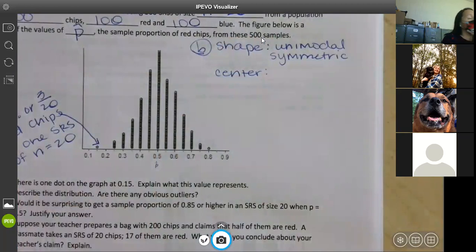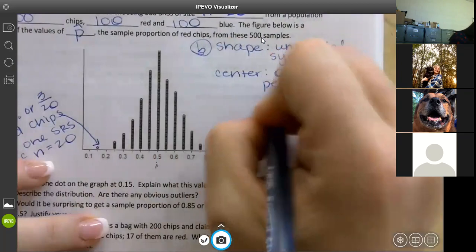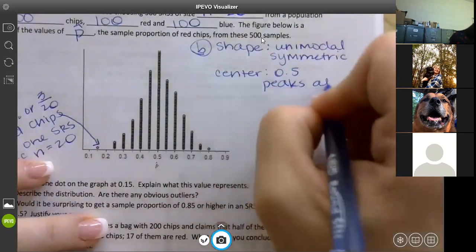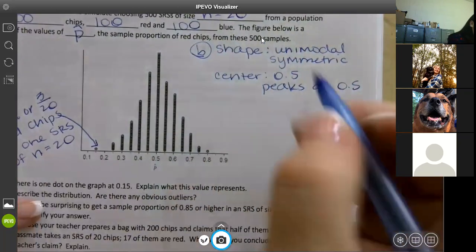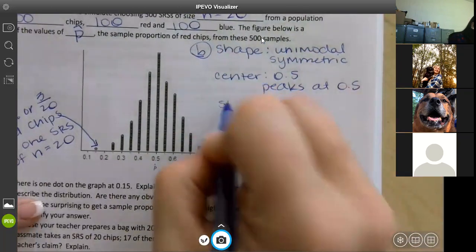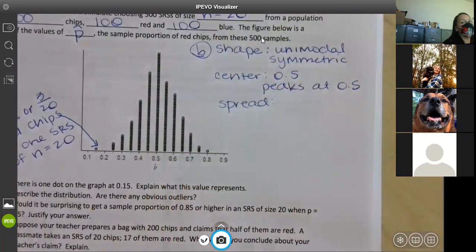Where's our center at? 0.5. Where you could say that it peaks at 0.5. Just say 0.5 will work on the decimal. You could even say approximately 0.5, because if you say it's approximately symmetric, you know what I'm saying, that may not be your max.